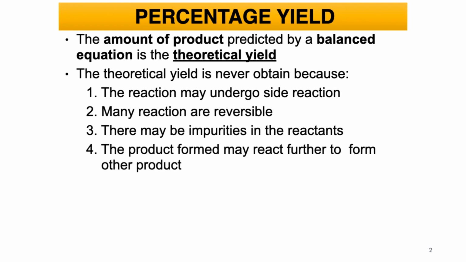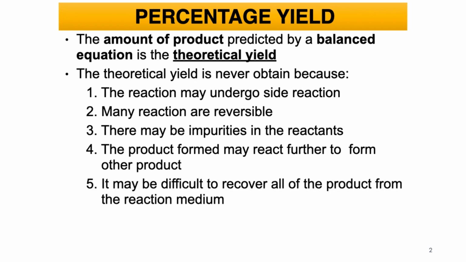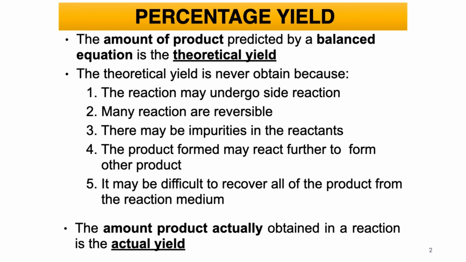Fourth, the product formed may react further to form other products. Fifth, it may be difficult to recover all the product from the reaction medium. So, the amount of product actually obtained in a reaction is the actual yield.